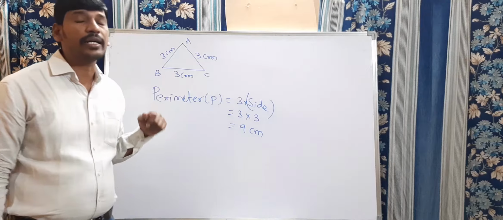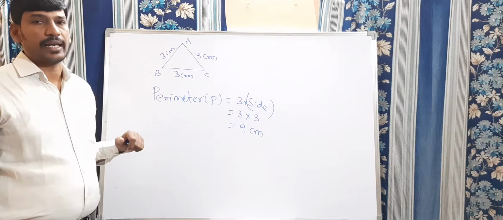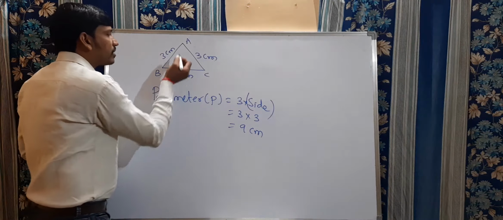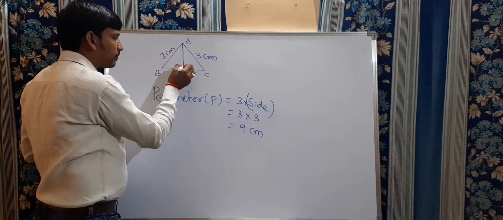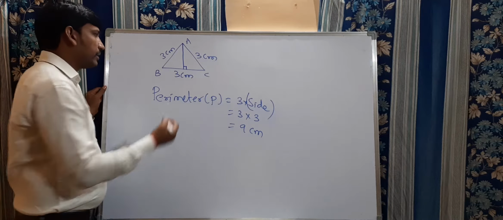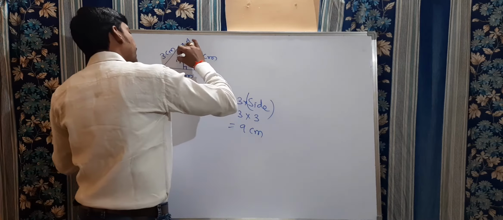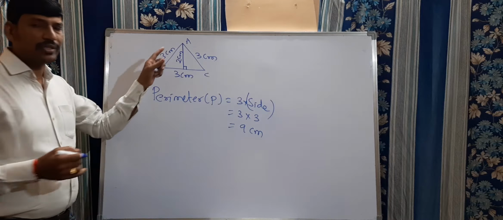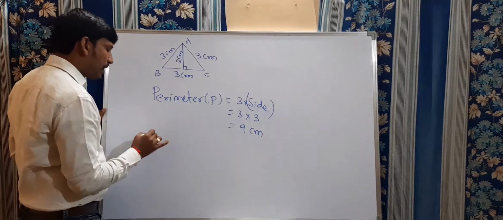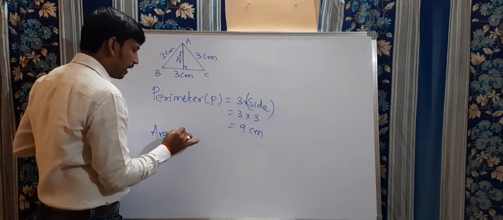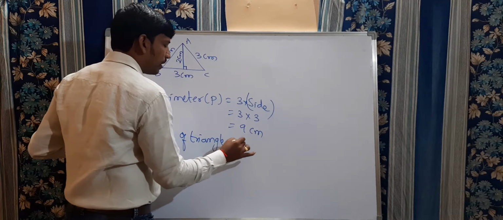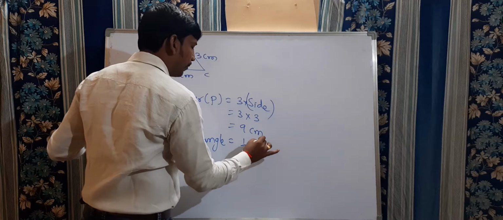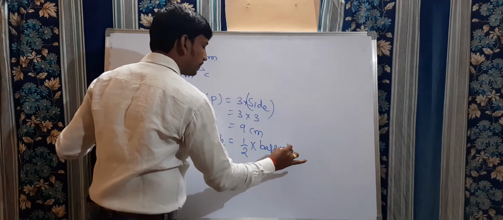Then how to find the area of this equilateral triangle? To find the area of this equilateral triangle, we require the height. So this is the height. Suppose let us take this height is equal to 2 centimeters, right? Height of this triangle is equal to 2 centimeters. Then what is the area? Area of triangle, generally we know the basic formula: half into base into height.